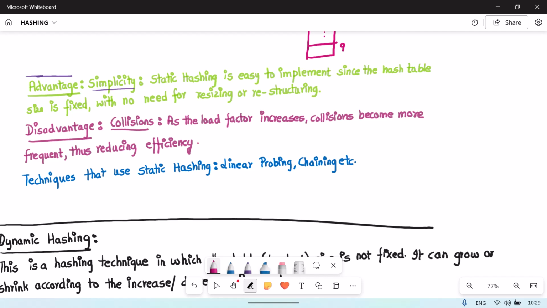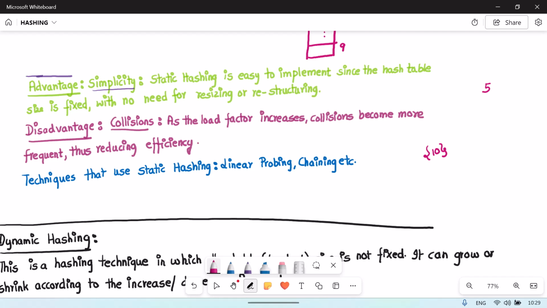Now, what if there are more values and you want to insert them into the hash table? If the hash table is of size 5 and you want to insert, let's say, 10 elements, is it possible to insert 10 elements into a hash table of size 5? It is not possible. It may lead to collisions, or it is not feasible at all. You can't put the values into a hash table, right?